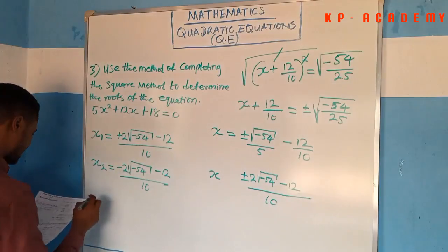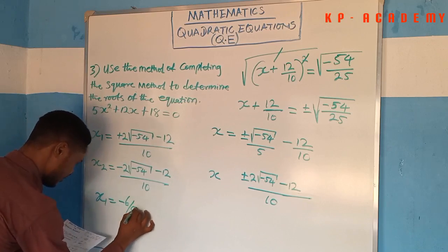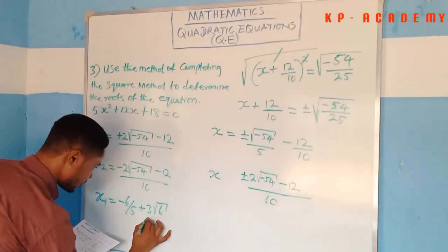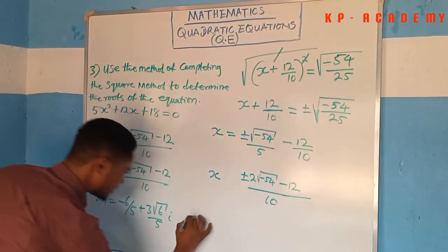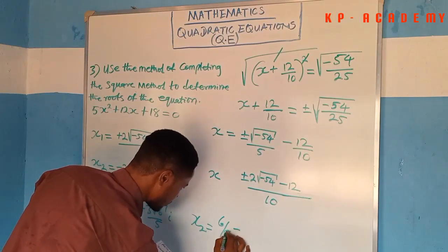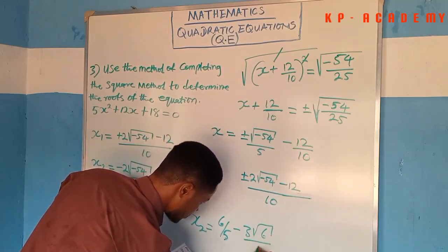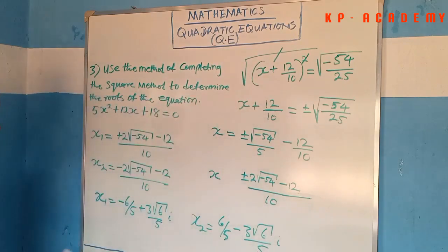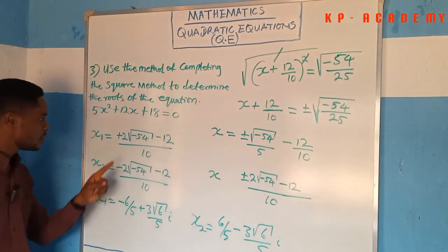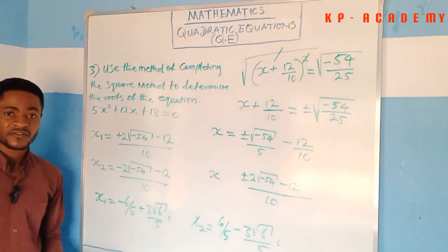If I do the evaluation, what am I going to have? I'm going to have that x1 is equal to minus 6 over 5 plus 3 root 6 over 5i, and x2 is equal to minus 6 over 5 minus 3 root 6 over 5i. So very important, what this i here means is that this thing is a complex root. And of course, if you press on your calculator square root of minus 54, it will give you math error if it is a non-fancy calculator, all right?